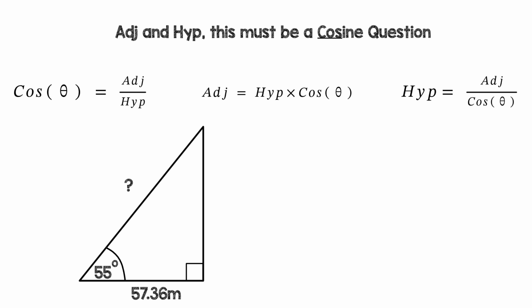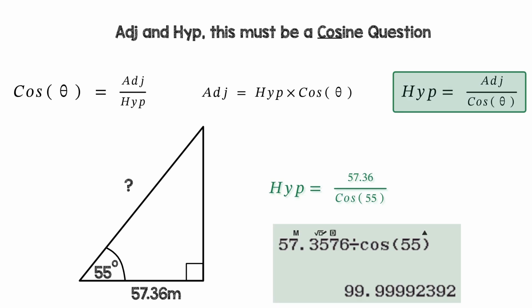Now we're trying to find the hypotenuse having been given the adjacent side, so this is still a cosine question. And the hypotenuse is the adjacent divided by the cosine of the angle. And if I hadn't rounded the numbers in the calculator, that would show 100 meters for the hypotenuse as it was earlier.